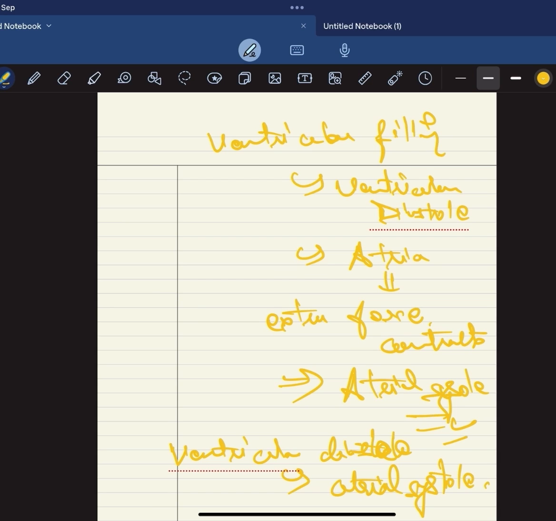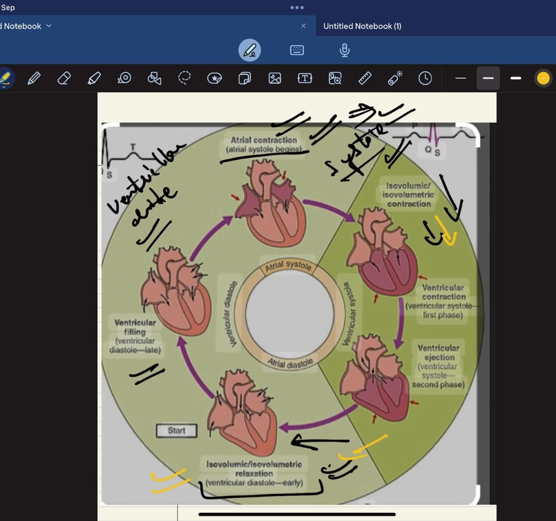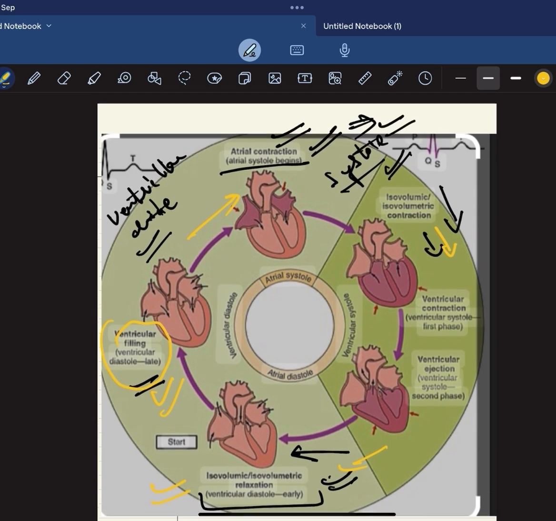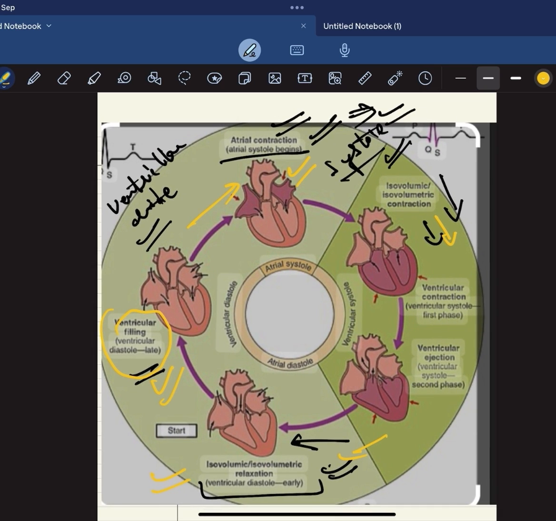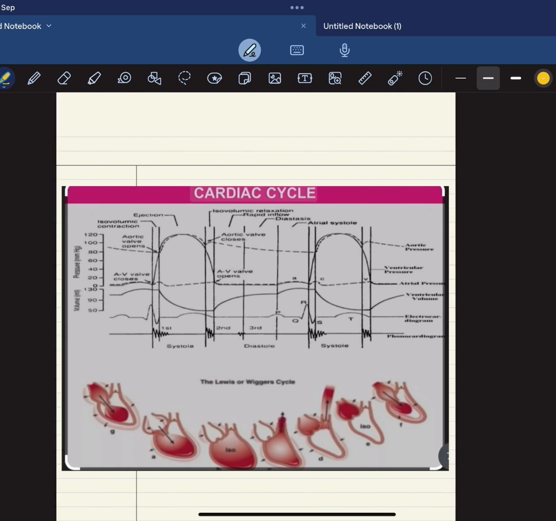So the ventricular diastole is ending with the atrial systole. We can see here in this cycle also that the ventricular filling is taking place, which is the ventricular diastole, and it's ending with the atrial systole or atrial contraction, so that the left amount of blood is also ejected into the ventricle further. So this is the cardiac cycle.